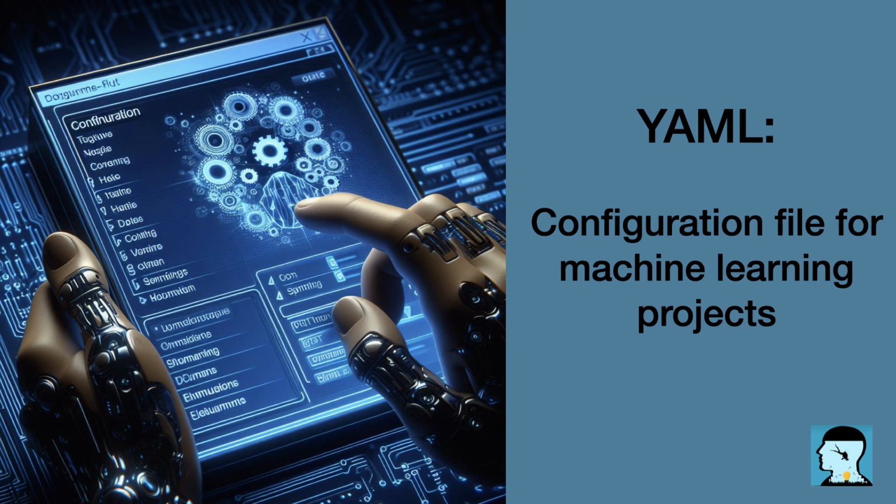In a machine learning project, the configuration file can be used to set the parameters of the machine learning model. These parameters can include things like the learning rate, the number of epochs, and the batch size. By setting these parameters in a configuration file, you can easily change them without having to modify the source code of the program. This can be very helpful when you are experimenting with different machine learning models and want to see how they perform under different conditions.